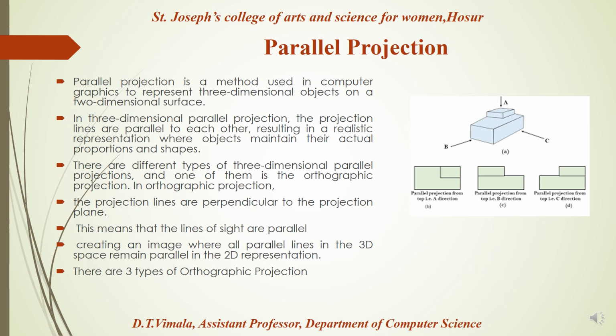There are different types of three-dimensional parallel projection, and one of them is the orthographic projection. In orthographic projection, the projection lines are perpendicular to the projection plane. This means that lines of sight are parallel, creating an image where all parallel lines in the 3D space remain parallel in the 2D representation. There are three types of orthographic projection.